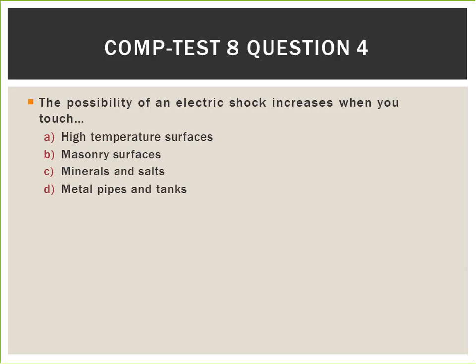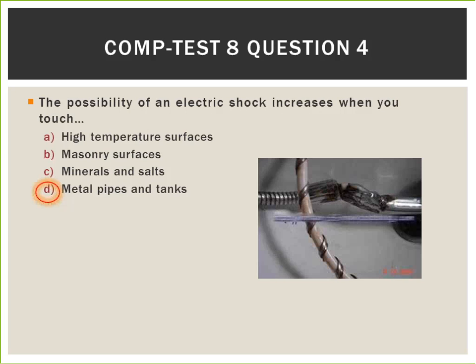Comp Test 8, question number 4. The possibility of an electric shock increases when you touch A, high temperature surfaces, B, masonry surfaces, C, minerals and salts, or D, metal pipes and tanks. Answer D is the best answer here. Answer A is not the best answer because temperatures generally do not affect the conductivity of a surface. Answer B and C are not the best choice because many masonry surfaces, minerals, and salt are not conductive and therefore do not increase the possibility of electrical shock.